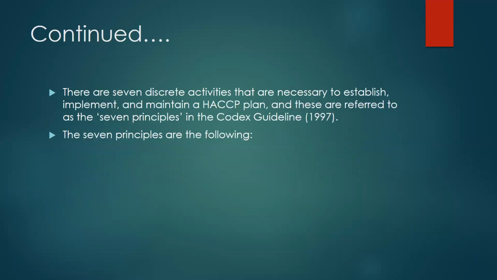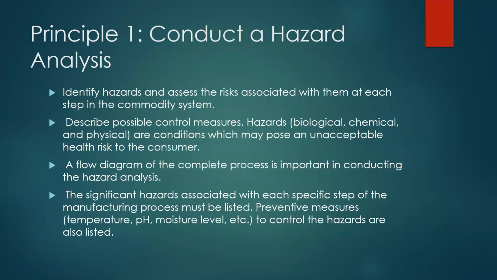So there are 7 discrete activities that are necessary to establish, implement, and maintain a HACCP plan, and these are referred to as the 7 principles in the Codex guideline. So what are these 7 principles? Let us have a look.